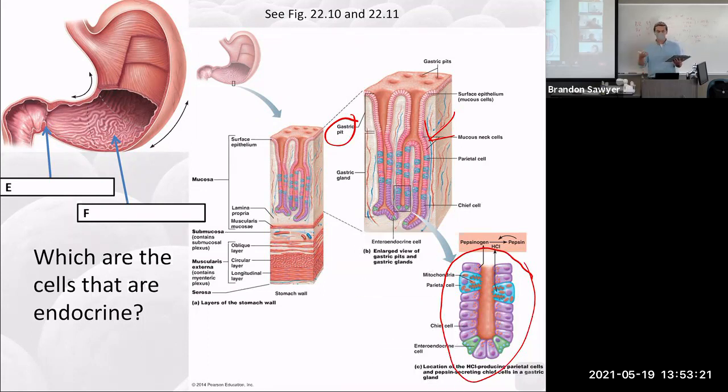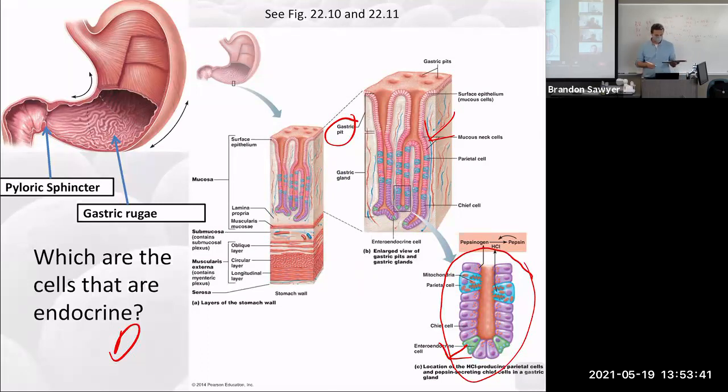So those are going to be releasing a hormone called gastrin, and those release this way, not into the stomach, but into the blood, right? So that would be the right answer. What was that? That was D. So yeah, D would be the answer there. Okay. E is that pyloric sphincter, right? And then F would be all those folds. So those are the gastric rugae.